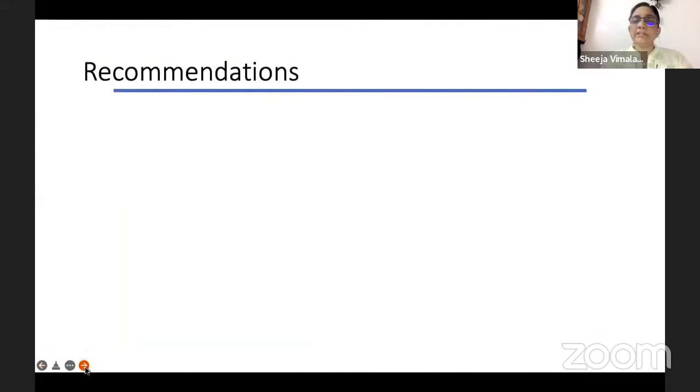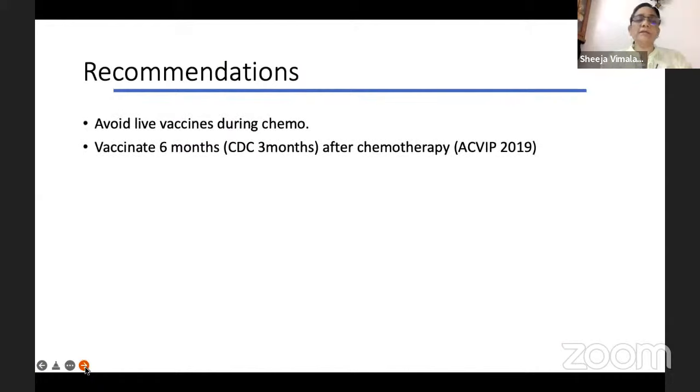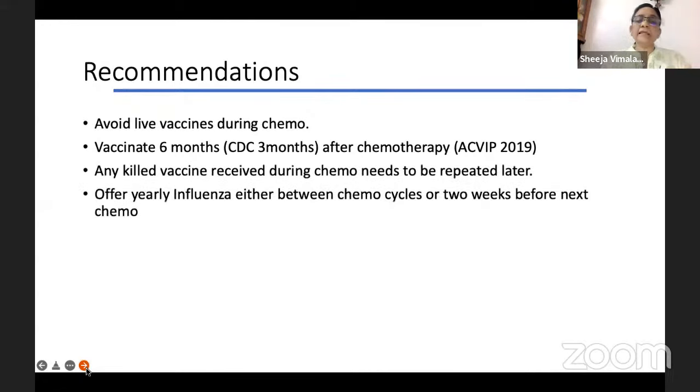So what are the recommendations as far as patients on chemotherapy are concerned? Avoid live vaccines during chemotherapy, and in fact, vaccinate 6 months after chemotherapy. That is what the ACVIP says. But CDC says that you can give a live vaccine 3 months after stopping chemotherapy if immune reconstitution has happened. But if the regimen also included rituximab, that is an anti-B-cell antibody, then definitely only after 6 months should you give a live vaccine. Any killed vaccine that is received during chemotherapy needs to be repeated later.